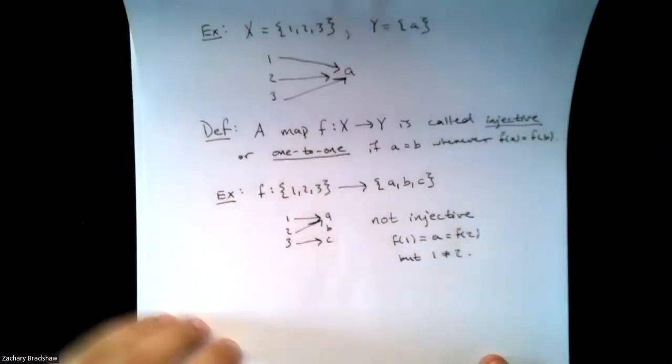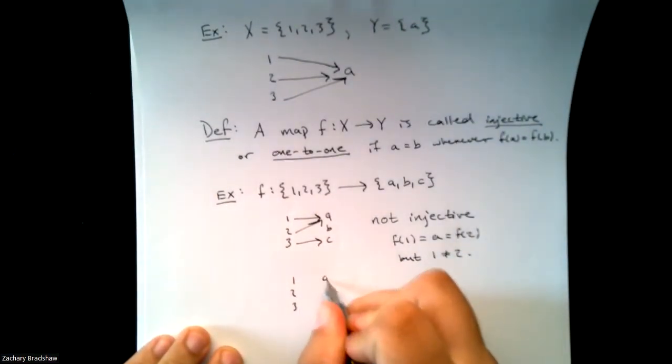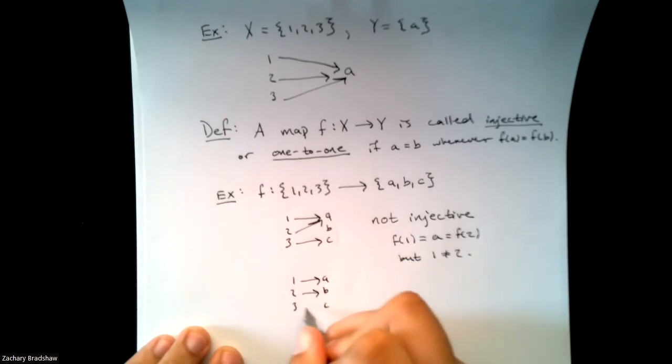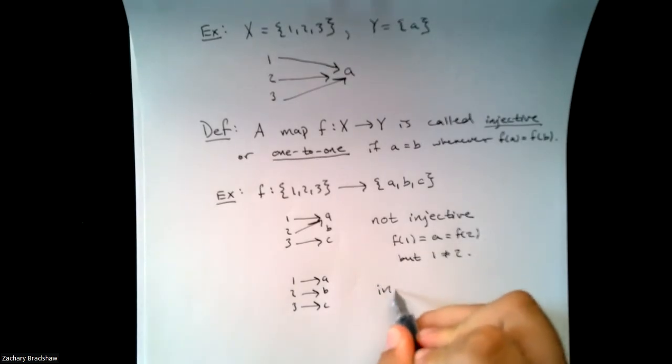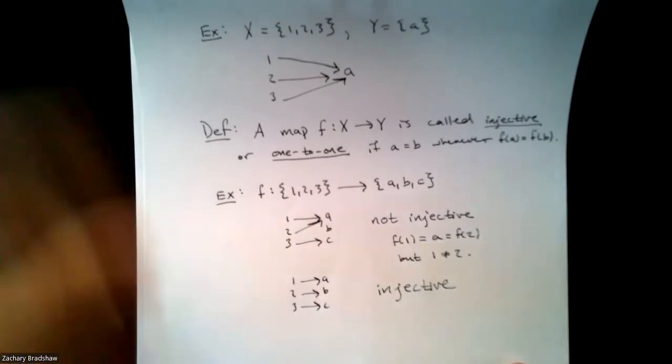Here's a map that is injective. It takes 1 to a, 2 to b, 3 to c. This is perfectly injective. Every element on the left is mapped to an element on the right, and no two elements on the left are mapped to the same element on the right. So this is indeed injective. Okay. So again, injectivity says that no two elements of the domain get mapped to the same element in the range. So requiring our map to be injective would therefore get rid of that example where 1, 2, and 3 all get mapped to a.